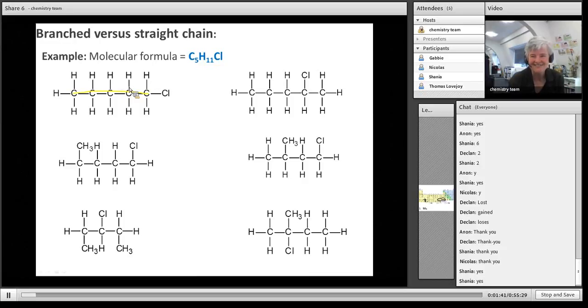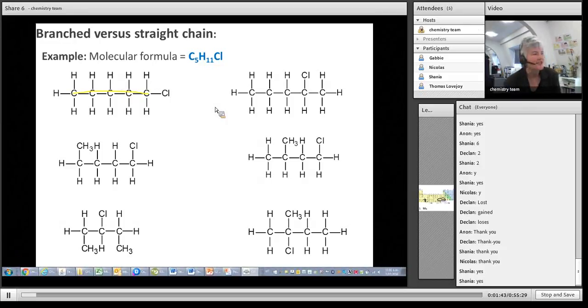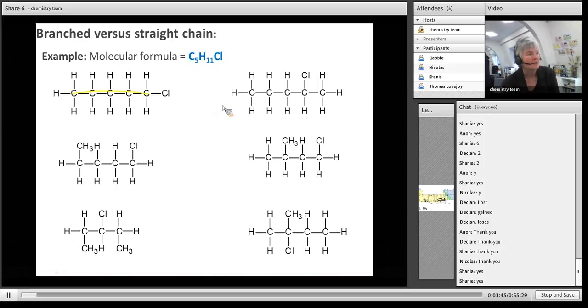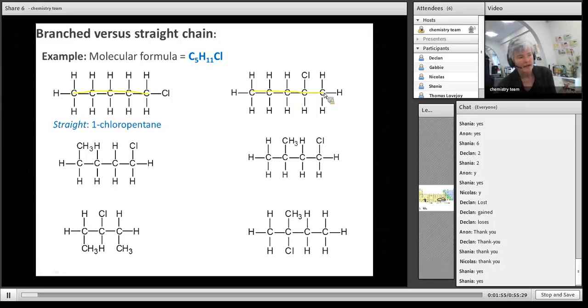Okay, so let's do the next one. It's a straight chain. If we look at this one, it's also a straight chain, and that's not because it's in a horizontal line, but because I can move from one carbon to the next without having to lift my finger and doing a jump or backtracking. And because my chlorine group is now on the second carbon, it would be 2-chloropentane.